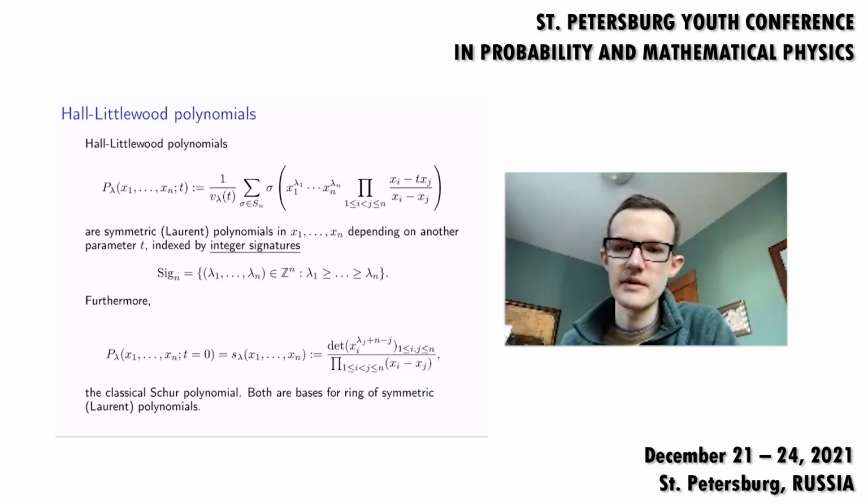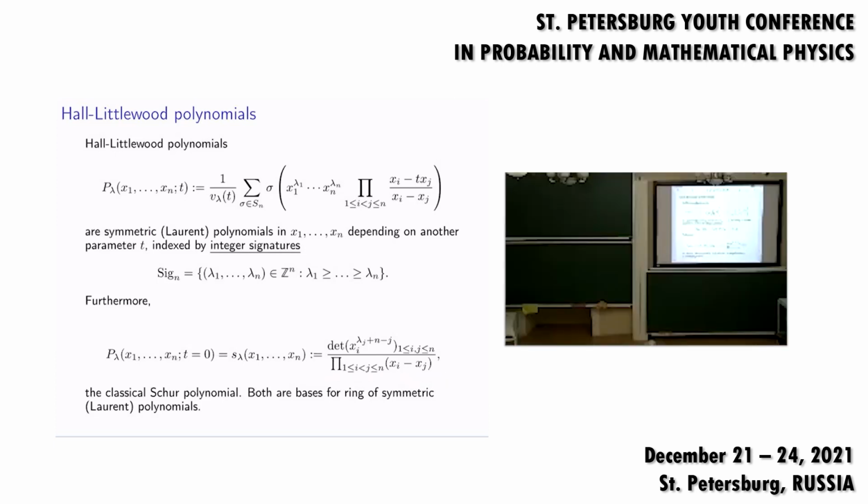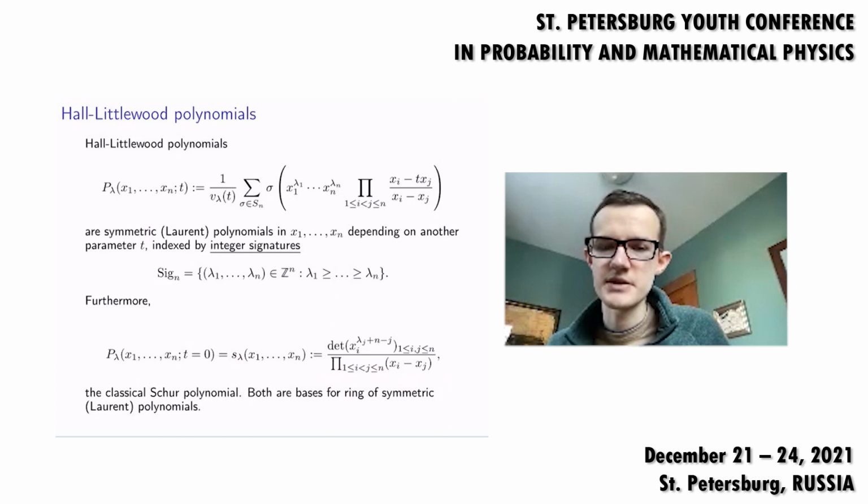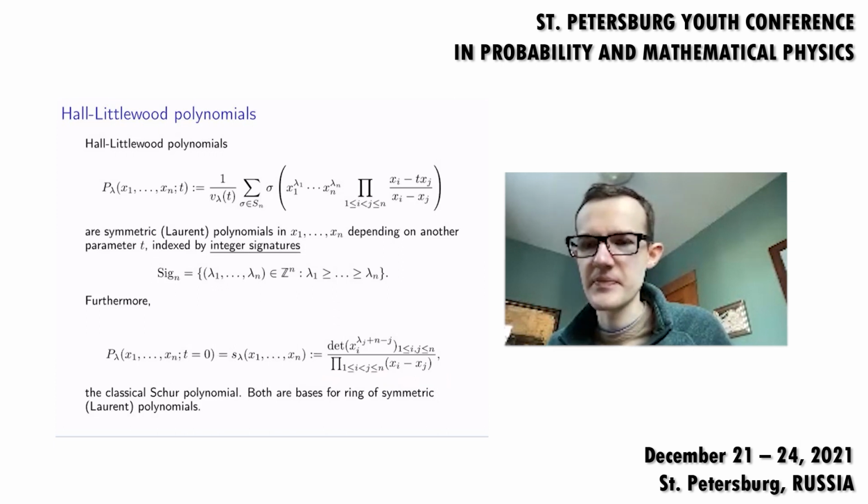Sorry, may I please interrupt you? I've probably missed it, but what's v_lambda of t? V_lambda of t, it's an explicit normalization constant. It's just some polynomial in t. I haven't written it down, so you haven't missed it. That's on me. It doesn't really matter for us. Do you want me to say more about it, or is that fine? It's fine.